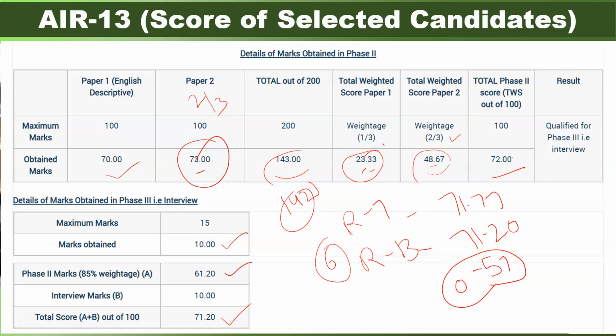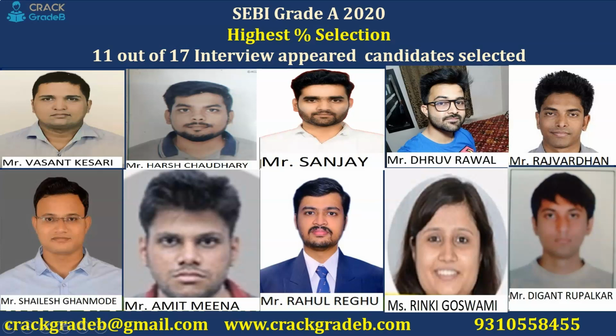finally selected candidates, and you have seen how much the difference is between the marks of the candidates. You can see a 6 position difference with a difference of only 0.57 marks, and a 2.53 marks difference between rank 7 and rank 32. So every single mark matters, and these were our students who were finally selected in SEBI Grade A.